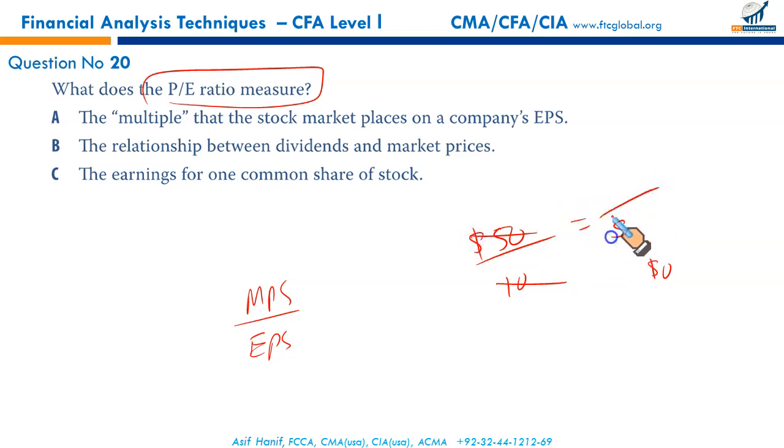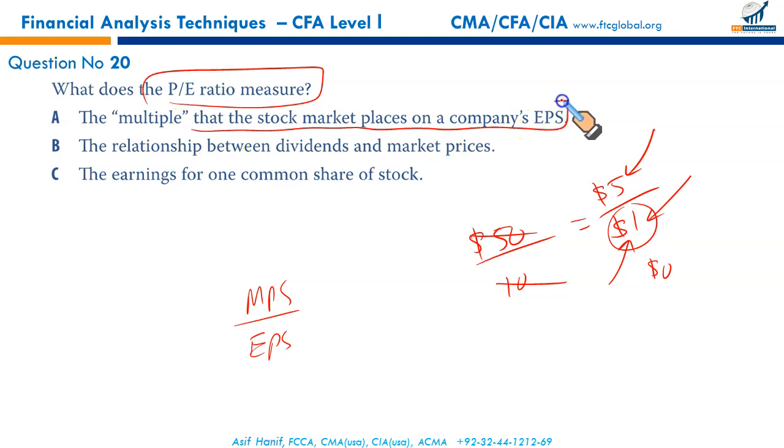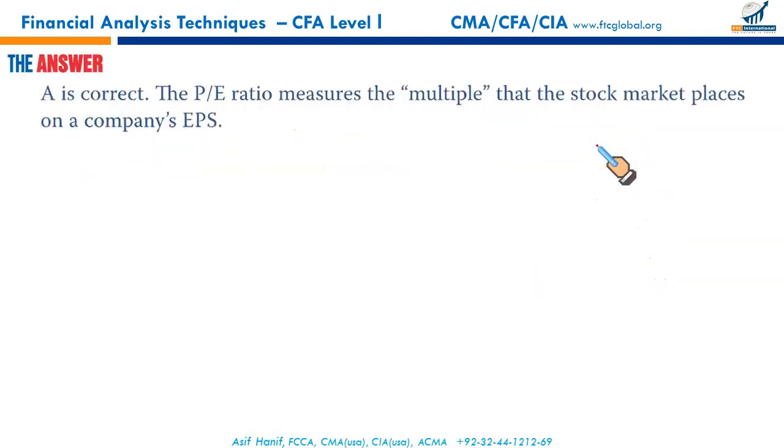As an investor, I am willing to pay $5 to get just $1 of earnings in a particular company. Why would I be willing to pay $5 for a company that earns just $1? In other words, for every $1 of earnings, I am willing to spend $5. I am willing to spend 5 times the earnings for this company. Why? The company is going to do well in the future. So it is the multiple that the stock market places on the company's EPS. How many times are you willing to pay more than EPS? I'm willing to pay 5 times the EPS. This is called the PE multiple. A is the right answer.